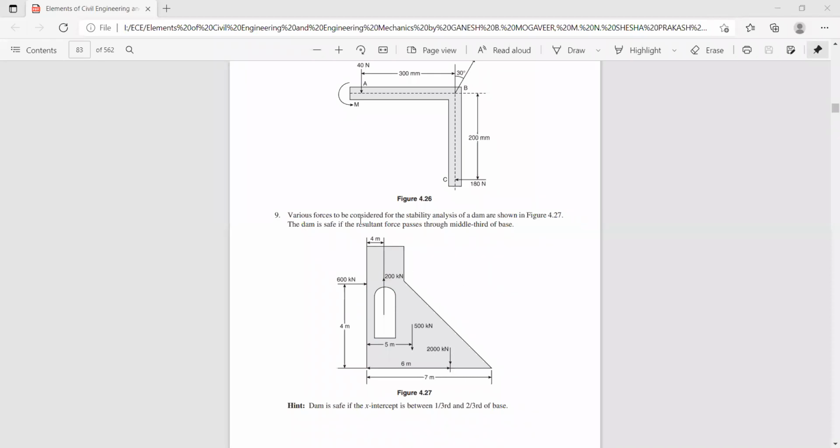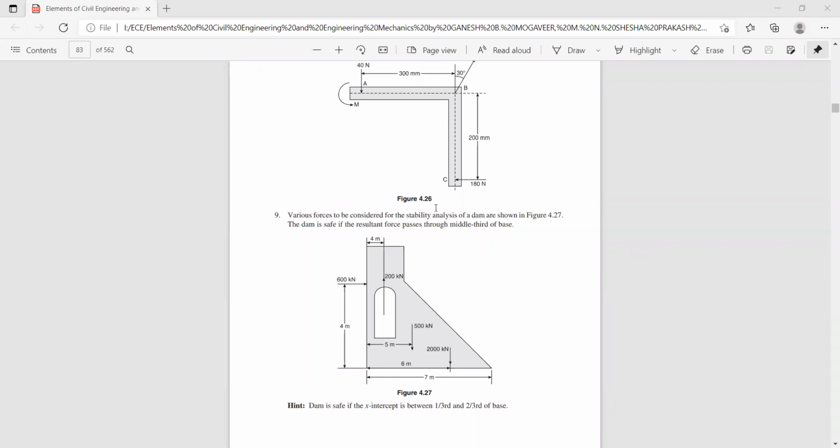The various forces to be considered for the stability analysis of a dam are as shown in the figure. The dam is safe if the resultant passes through the middle third of the base. This is the base of the dam, so the resultant should pass through the middle third, between one third and two thirds. One third is 7 divided by 3, which is about 2.5 meters, and two thirds is 14 divided by 3, which is roughly 4 point something.